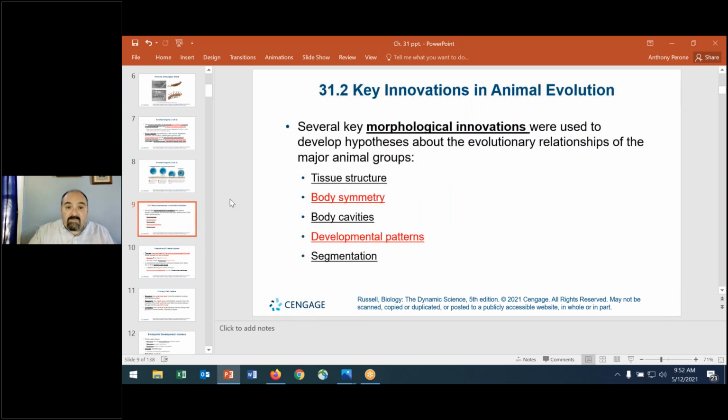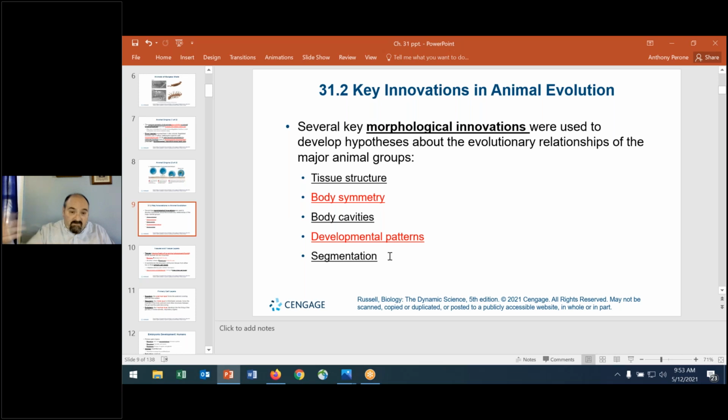Okay. So key innovations in animal evolution. Several key morphological innovations help us develop hypotheses about the evolutionary relationships of the major animal groups: tissue structure, symmetry, cavities, developmental patterns, and segmentation. That's what we're going to focus on for these next 33 slides.